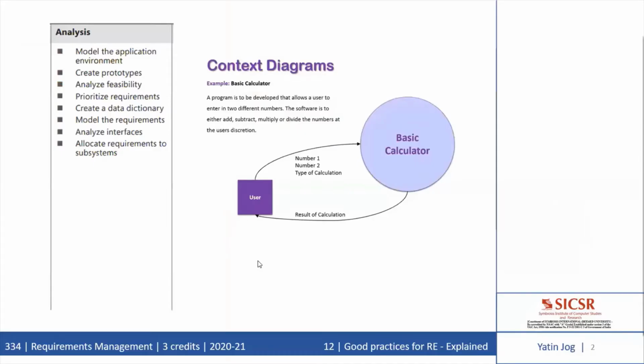So the first good practice is to model the application environment. The context diagram is a simple analysis model that shows how the new system fits into its environment. It defines the boundaries and interfaces between the system which is being developed and the external entities such as users, hardware devices, and other systems. An ecosystem map can show the various systems in the solution space that interact with each other and the nature of their interconnections.